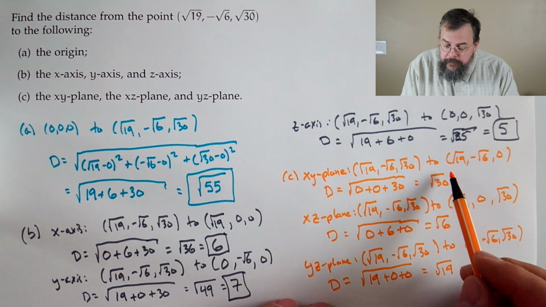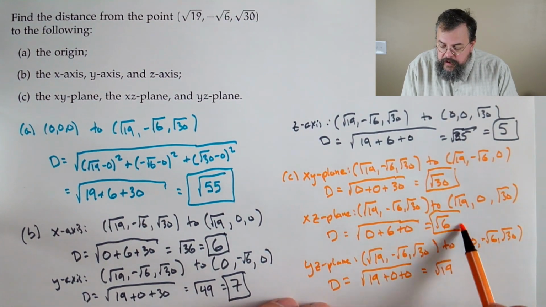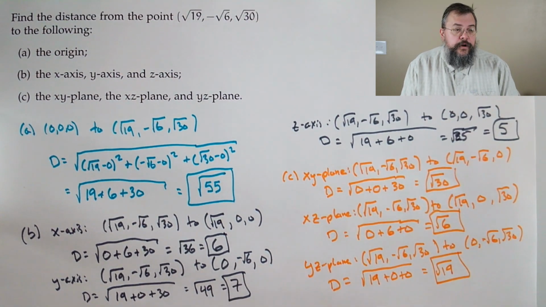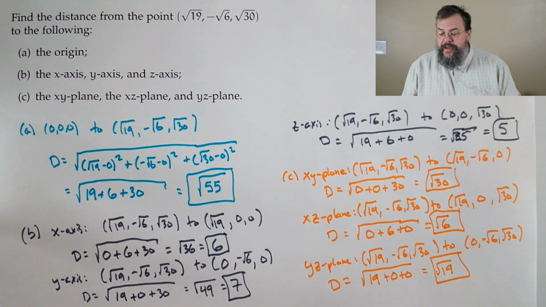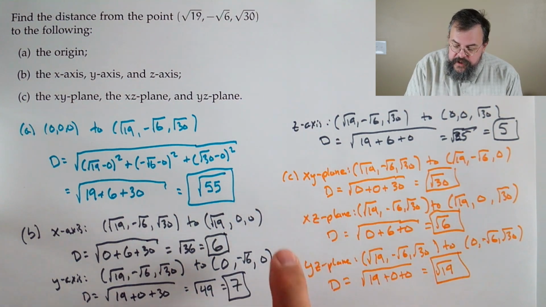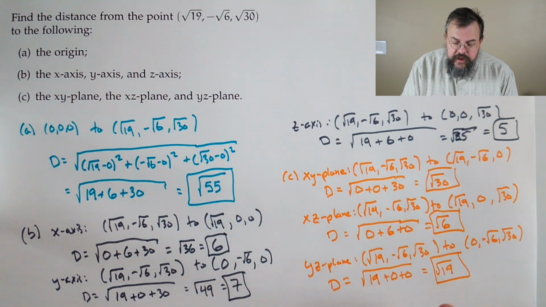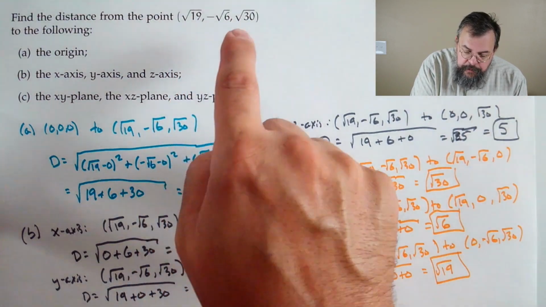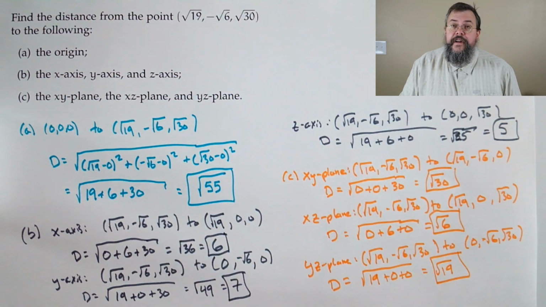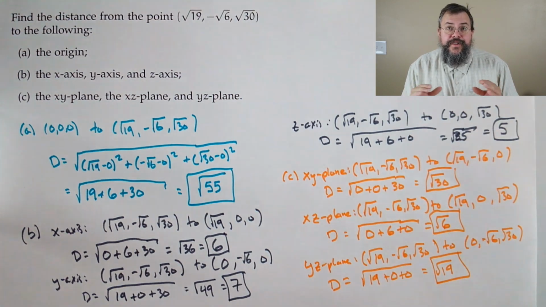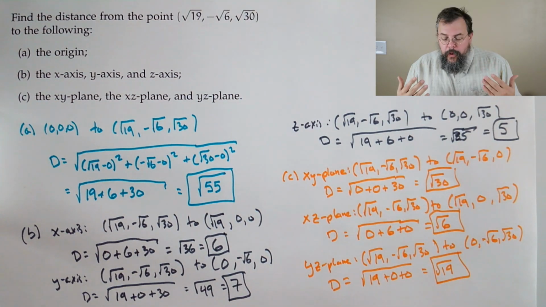Okay, now, let's box it, and we're done with the problem, but I think there's an important observation to make here. And here's the important observation. If you look at the answers for part C, root 30, root 6, root 19, they look amazingly like our coordinates. Now, that should not be a coincidence, because what do we think of our x, y, and z?